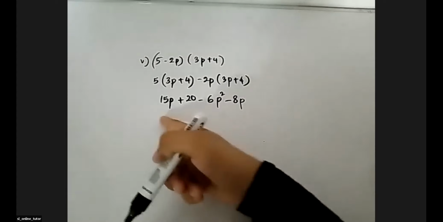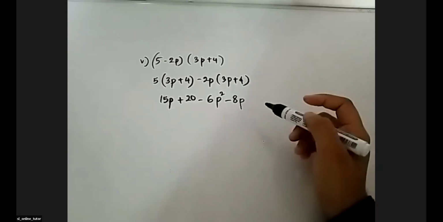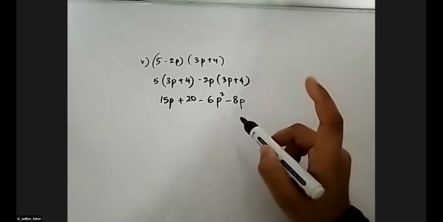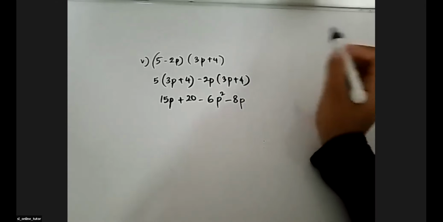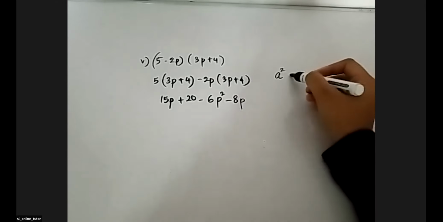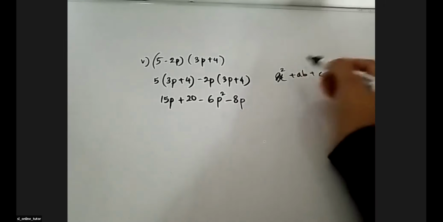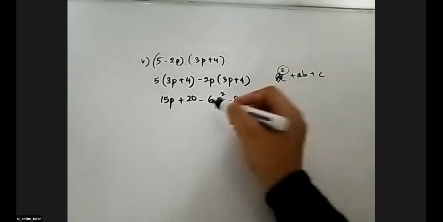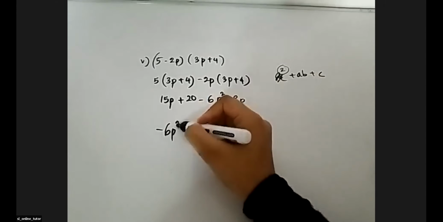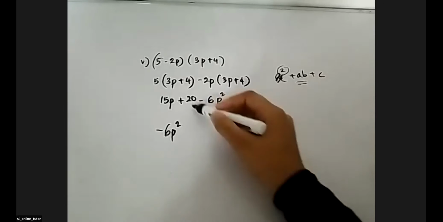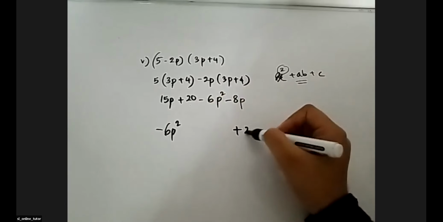It's different, 6p squared. Teacher, 8p and 6p squared. Yes, thank you. Now you can see they are in different places, not like earlier, so we have to consider it properly. First of all, we always write the squared term. Usually it's a squared plus ab plus c, so we should write x squared. So we take the squared term first. It's negative. Then the term with the number should come to the last.